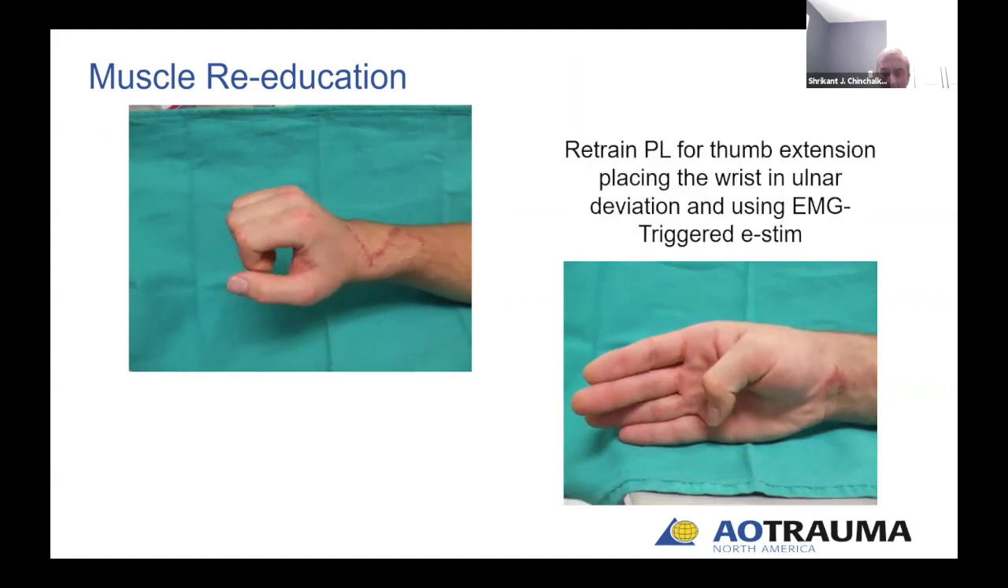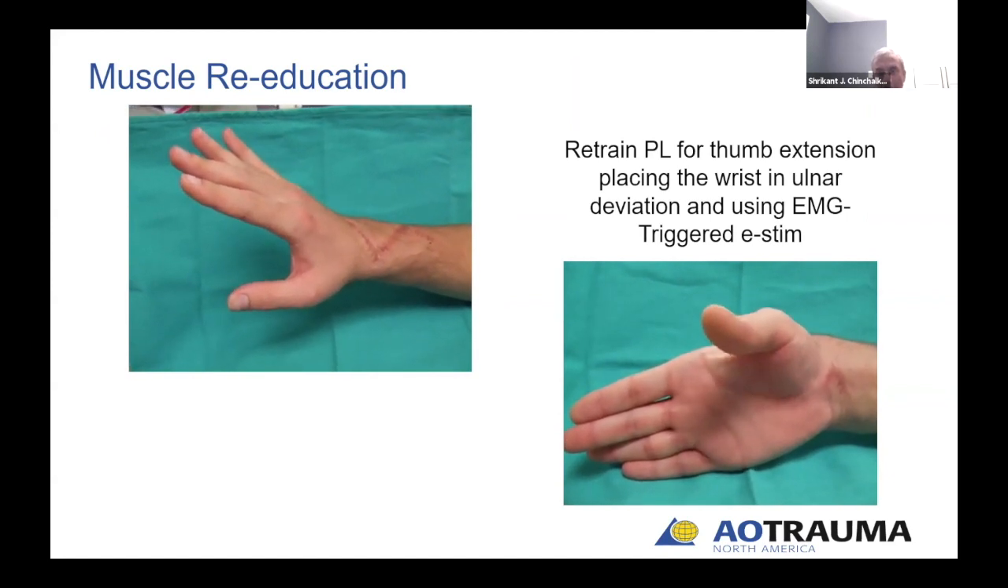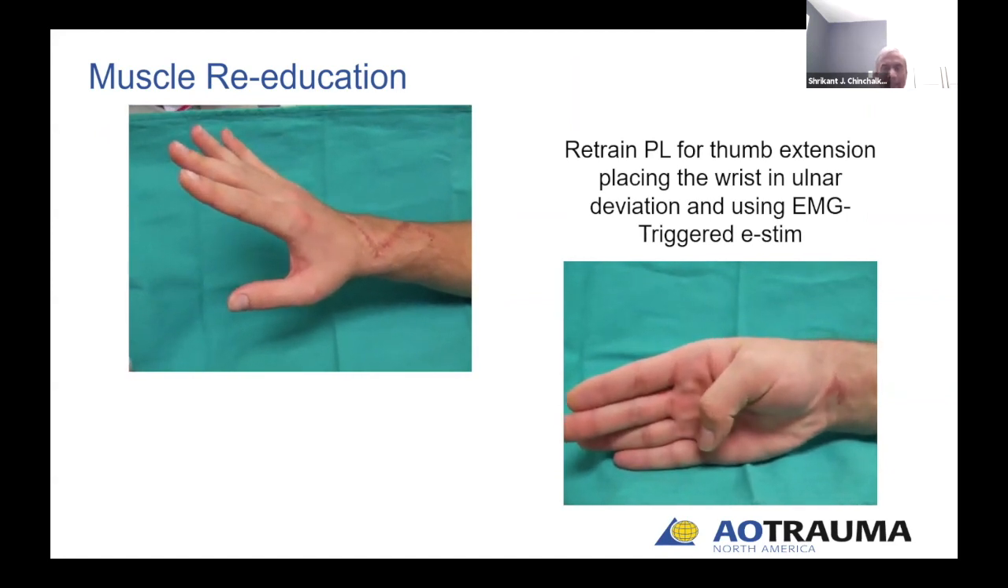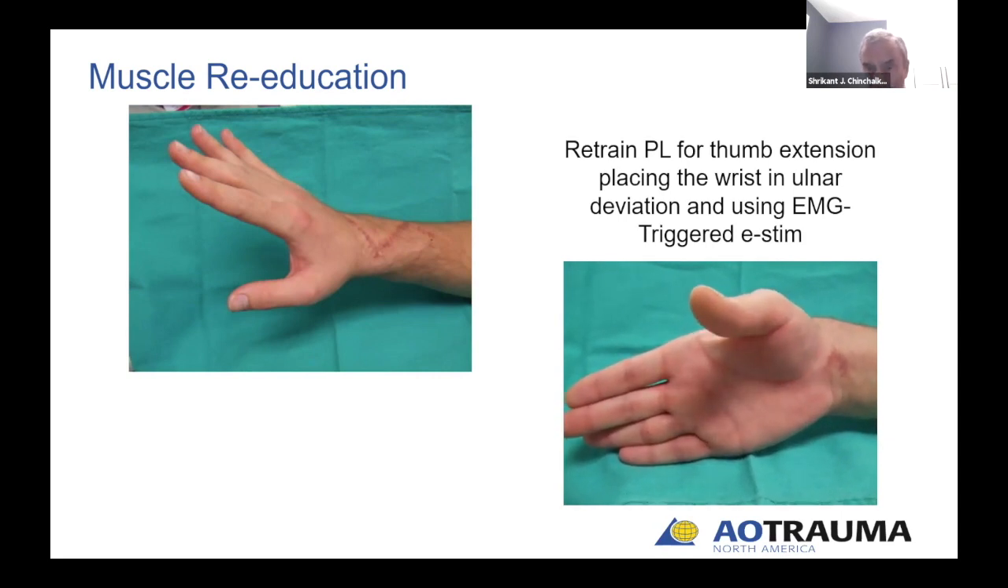Now, many times patients have limitation in extending their thumb. So how do we retrain that? It could be as a result of length tension difference, or it could be the tendon adhesion.